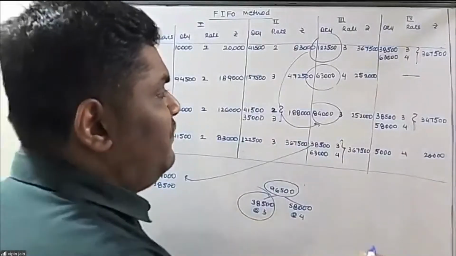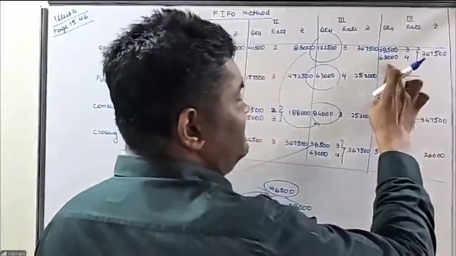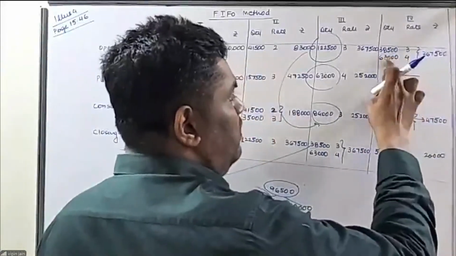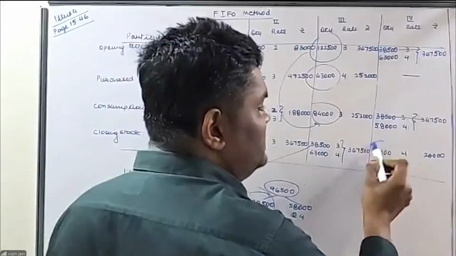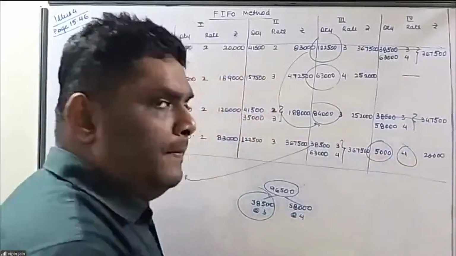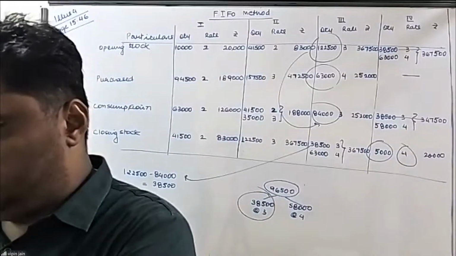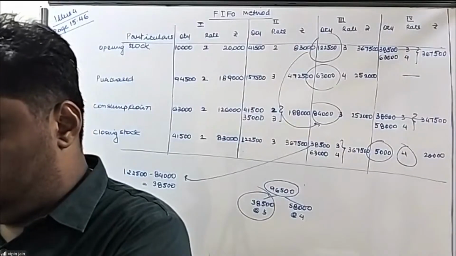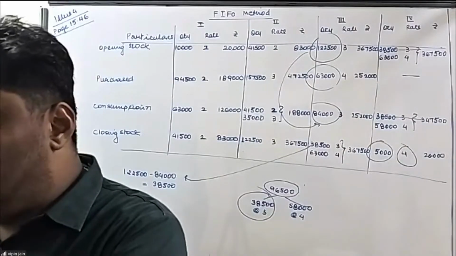So once 38,500 is utilized, this part is gone now. So only 63,000 is left at the rate 4. So 63,000 minus 58,000 that is used. So balance we are left with 5,000 kgs, that will be at rupees 4 only. Any other doubts or queries?